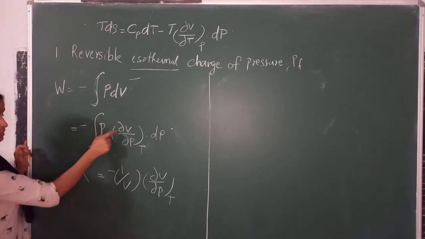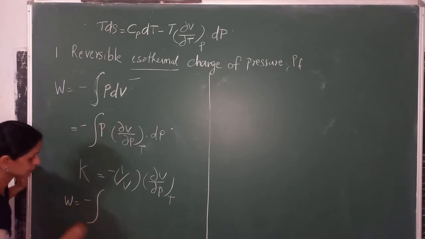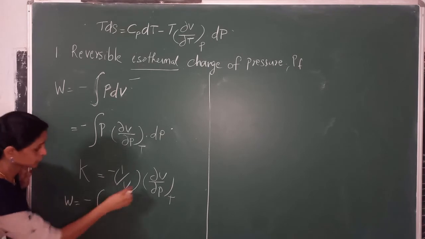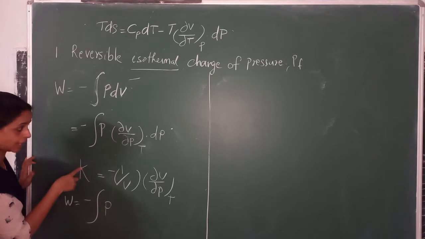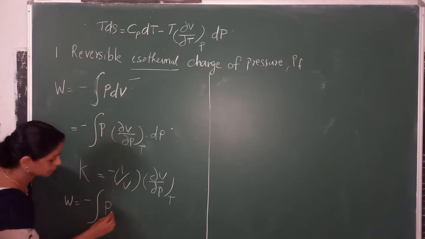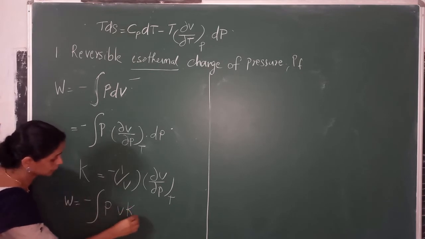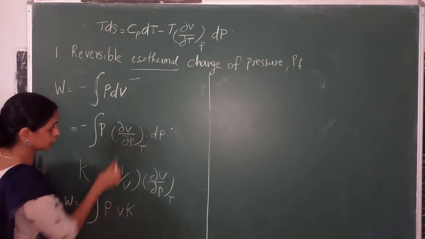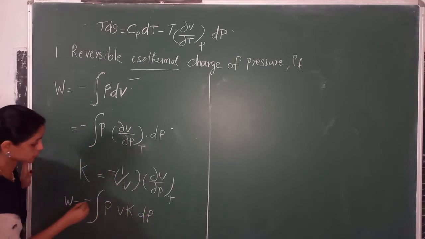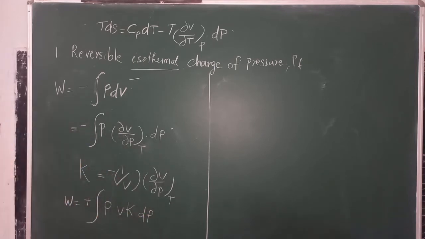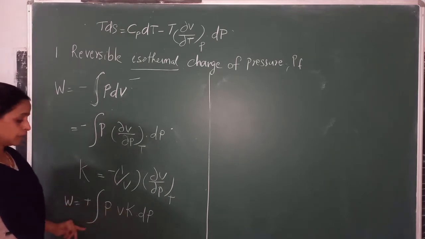So we can write this equation as W is equal to minus integral P into, dou V by dou P at T will be minus V into K, that is kappa. So this is P into V into K into dP. This is actually minus, so we will get plus. So W is equal to integral P V K dP.